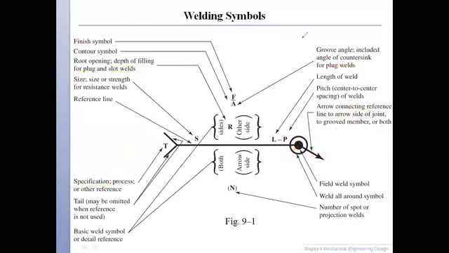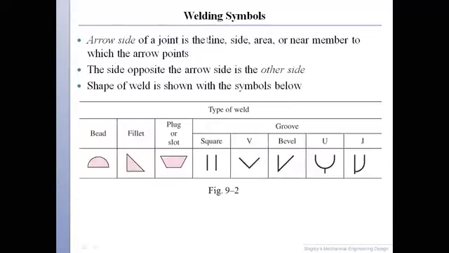Okay? Also, we have different welded joints. For example, if you look at the types of welds, you can have different grooves. For example, square groove, V groove, bevel, U, J, etc. And the different types that you would use in these is bead, fillet, plug, or slot. So you can represent or you can show these in the symbols that you use in drawing. Okay?